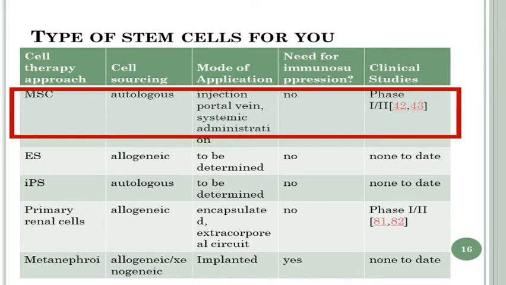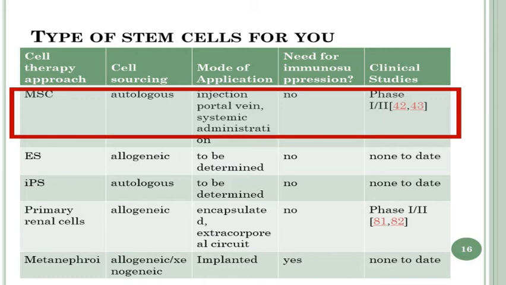Stem cells are mainly categorized into adult stem cells and embryonic stem cells, as we have already seen earlier. Adult stem cells, which are also known as mesenchymal stem cells, are generally used for any kind of stem cell therapy. People have started using embryonic stem cells and programmed stem cells, known as iPSC or induced pluripotent stem cells, for stem cell therapy as well.